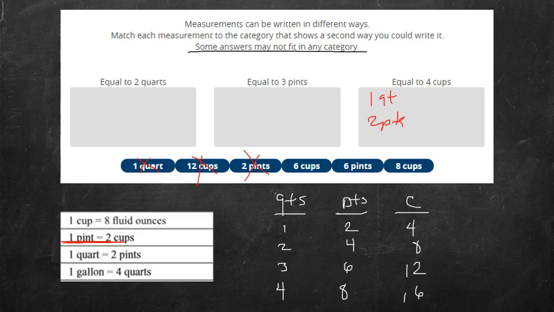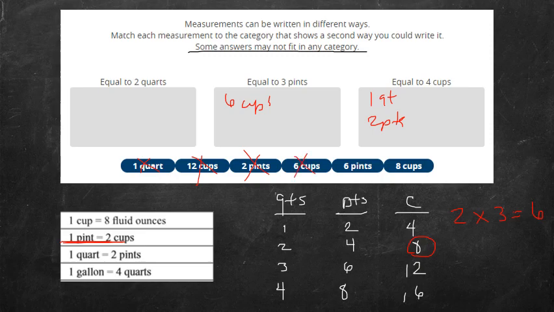Okay, so let's look at can 6 cups equal 4 cups? No, definitely not. Can 6 cups equal 2 quarts? Well, I know that 2 quarts is 8 cups based on my chart, so definitely not that. So can 6 cups equal 3 pints? Well, I know that if 1 pint is 2 cups, 2 cups times 3 pints will give me 6 cups. So I can put 6 cups in the 3 pints box.